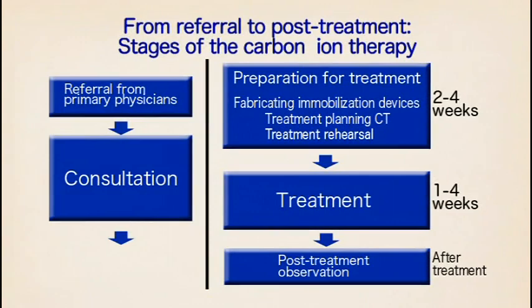So, how is the carbon-ion radiotherapy actually performed? The whole process begins with the primary physician referring the cancer patient to our center for consultation and examination by our specialists in radiotherapy. This consultation will determine the suitability of the treatment. Once it is determined that carbon-ion radiotherapy is the appropriate treatment, it will take between 2 to 4 weeks of preparation where customized immobilization devices are made, CT for treatment planning is taken, and overall treatment rehearsal is performed. Actual treatment can last between 1 to 4 weeks.